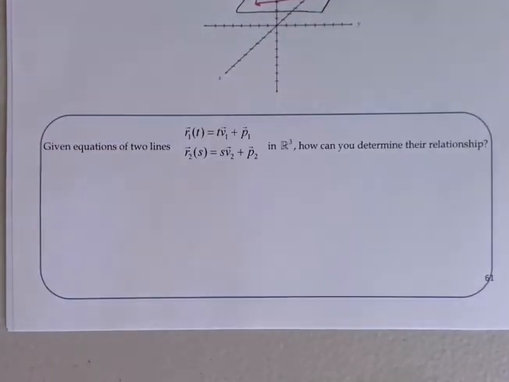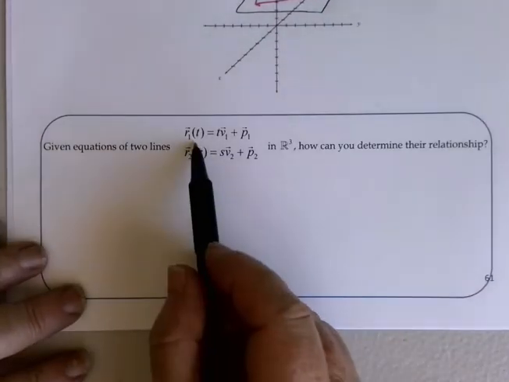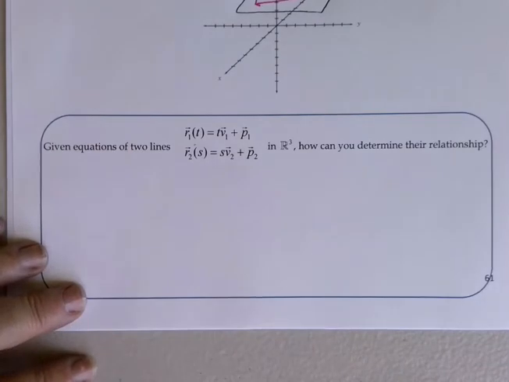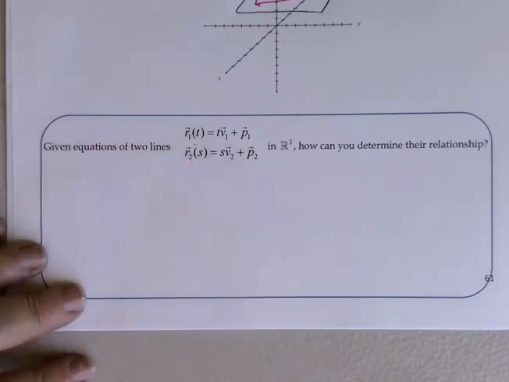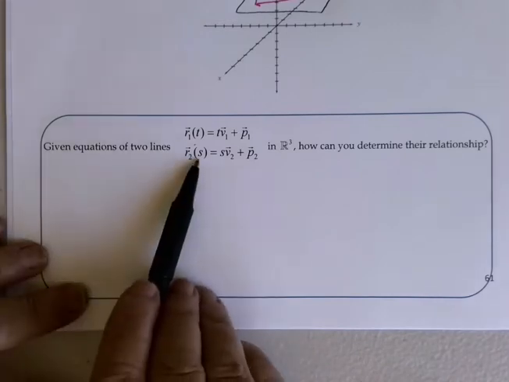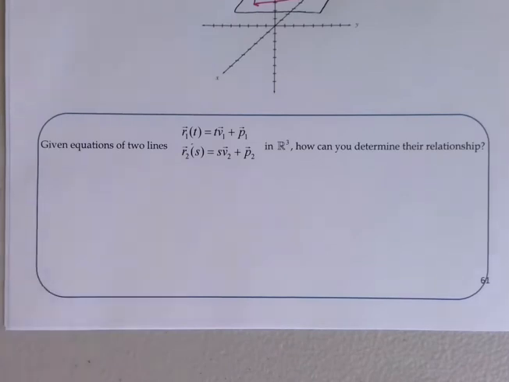So how can we do that? Well, here's supposedly our 2 lines, r1 and r2. Notice because they're different lines, I've used a different parameter for each one. I used the parameter t in the first line, so I just used a new parameter s in the second one. How can I decide which of these 4 cases I'm in?